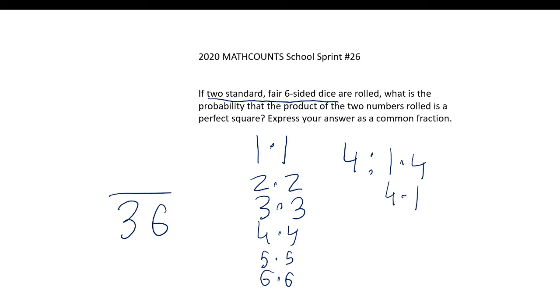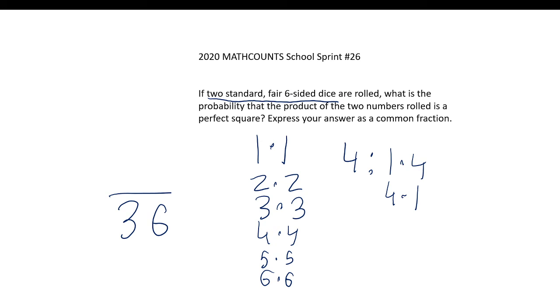1 times 1, 2 times 2, 3 times 3, 4 times 4, 5 times 5, 6 times 6, and then 4 is 1 times 4 and 4 times 1. If you want to try for yourself, we can try it right now using a quick brute force technique. We have 1 times 4, which is already counted, but 1 multiplied by anything other than 4 does not result in a perfect square. 2 multiplied by anything other than 2 does not result in a perfect square. 3 multiplied by anything other than 3 does not result in a perfect square. 4 multiplied by anything other than 4 does not, 5 multiplied by anything other than 5 does not, and 6 multiplied by anything other than 6 does not.